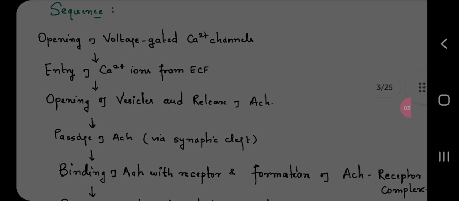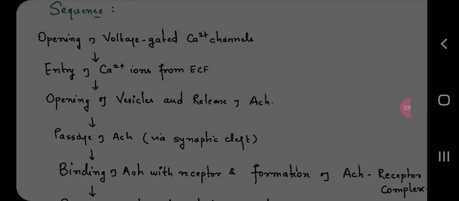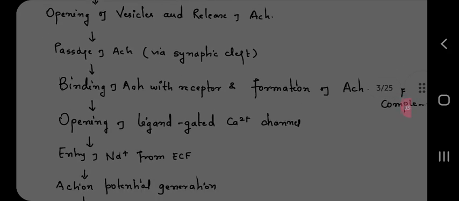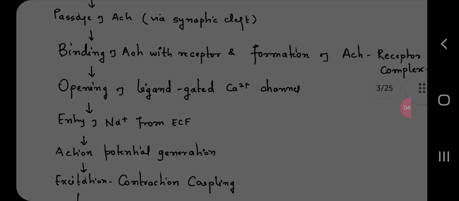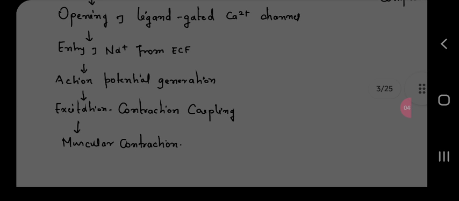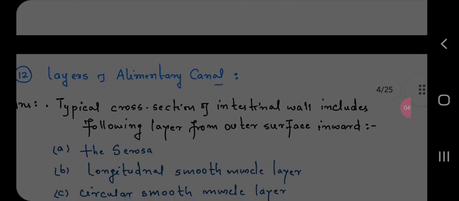Opening of voltage gated calcium channels, entry of calcium ions from extracellular fluid, opening of vesicles and release of acetylcholine, passage of acetylcholine across the synaptic cleft, binding of acetylcholine with receptors and formation of acetylcholine receptor complex, opening of ligand gated channels, entry of sodium from ECF, action potential generation, excitation contraction coupling, muscle contraction.